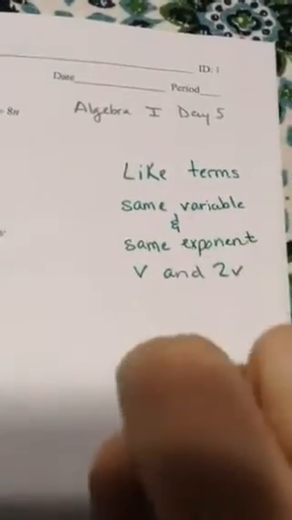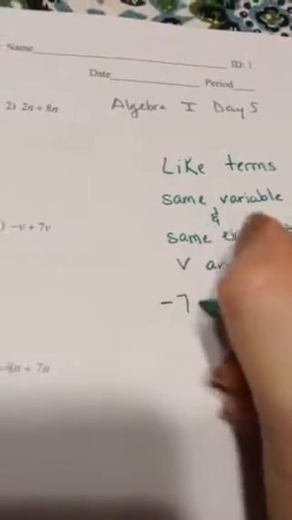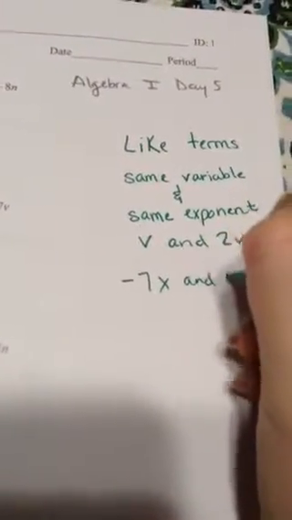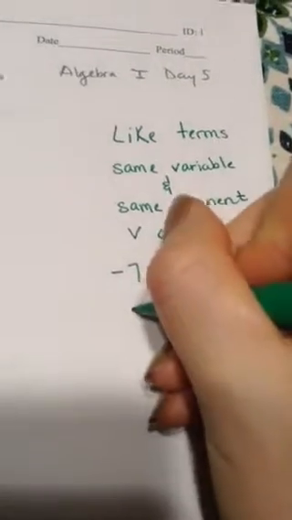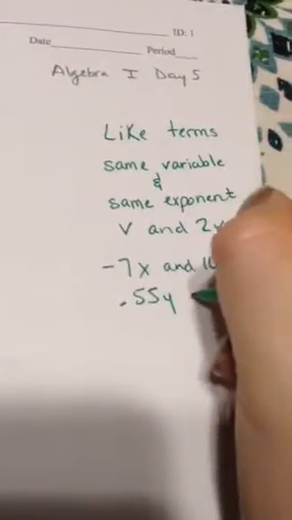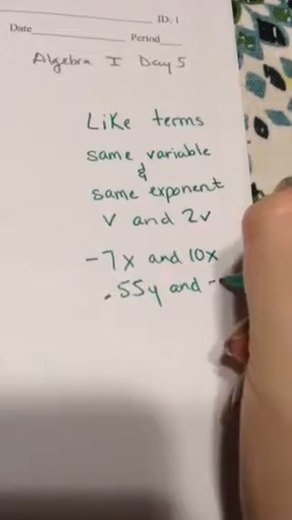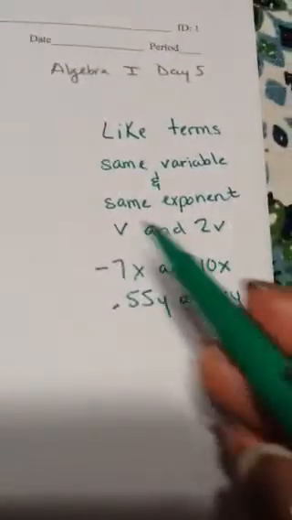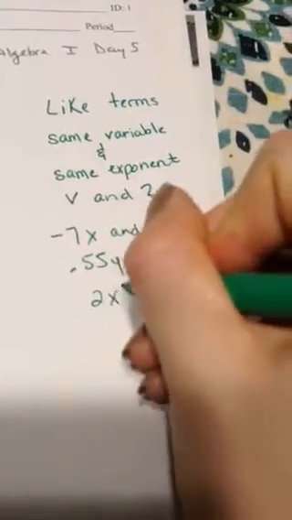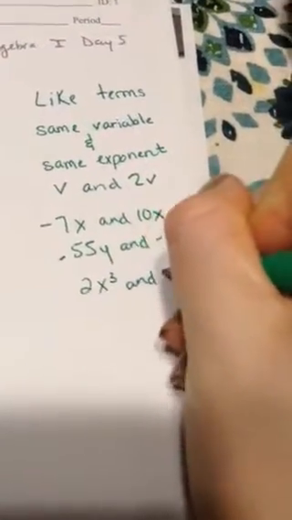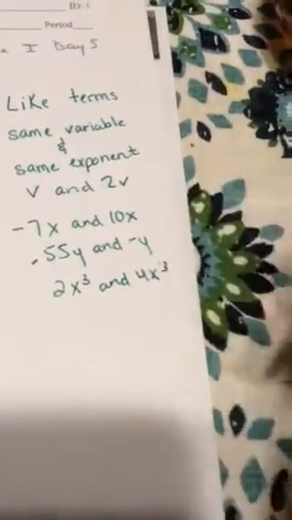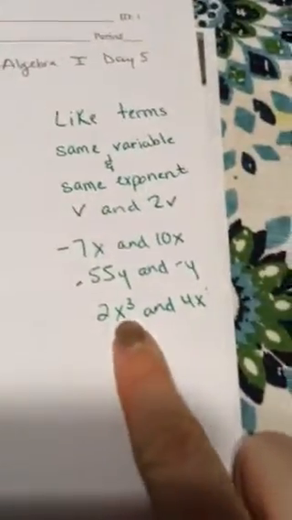So like terms have the same variable and same exponent. For example, v and 2v. Negative 7x and 10x. 0.55y and negative y. Same variable, same exponent. 2x to the third power and 4x to the third power. Same exponent, same variable.